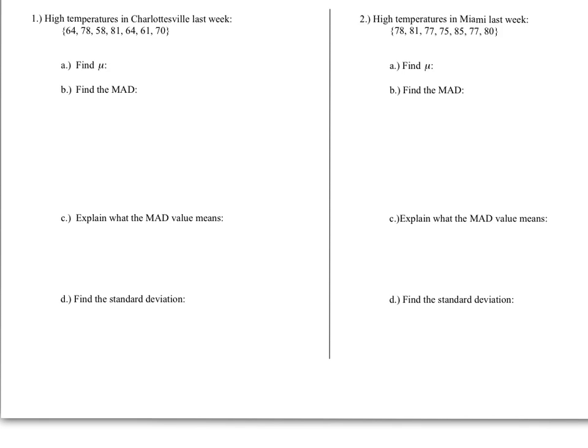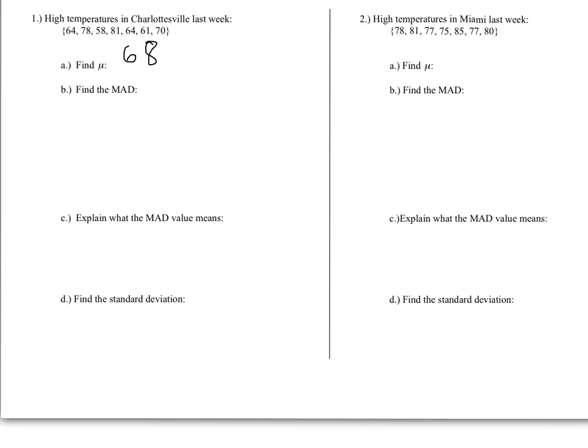Same with standard deviation. Keep in mind, standard deviation and MAD are going to be close to each other. Not the same number, but close, because they are talking about the spread of the data. So before you even start, take a look at your data and think, who is going to have a bigger number? Let's go ahead and figure it out. The mean for the first set of data would be 68. I got 68 here. You add them all together, divide by 7, and you get 68.